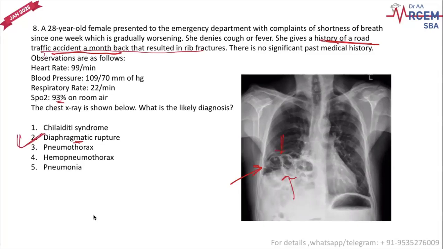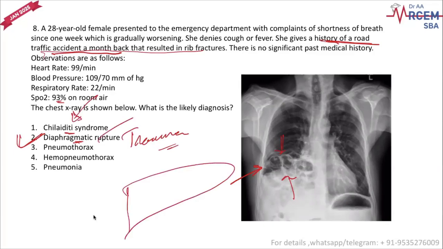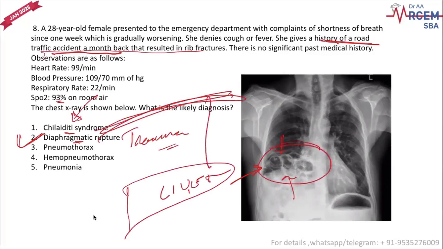So it is a diaphragmatic rupture. What do you need to think of? Because the history of trauma is present. If the history of trauma is not present, then we would have thought of Chilaiditi syndrome. Chilaiditi syndrome is basically a medical condition where the bowel loops are seen in between the liver and the diaphragm. But here it looks more like intrathoracic.